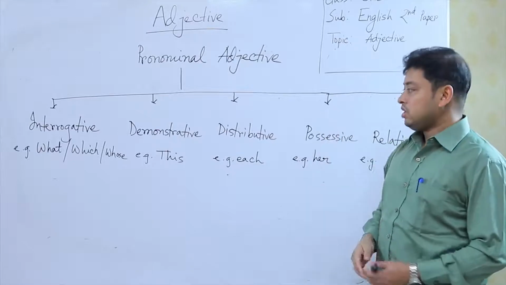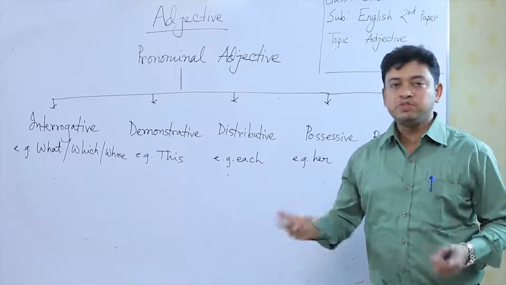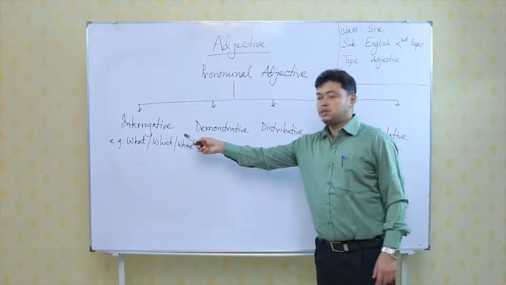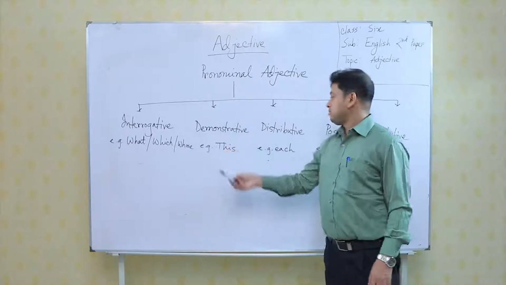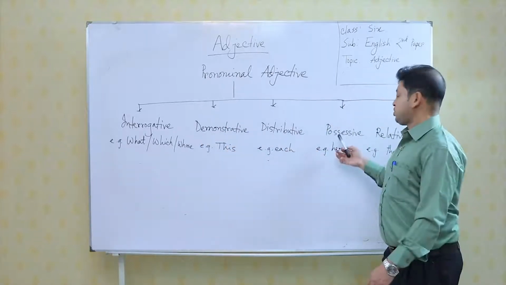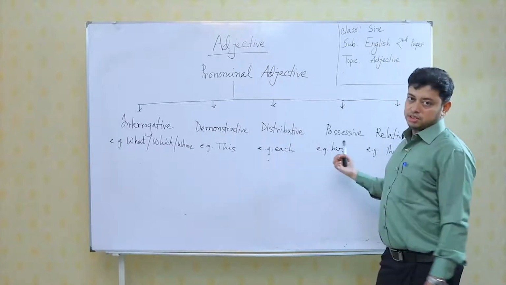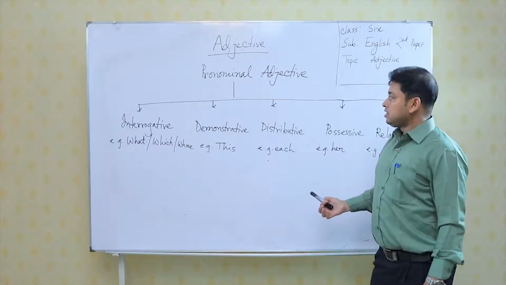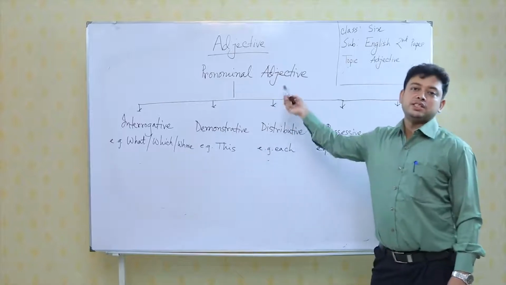But the problem is when it is qualifying a noun, the name changes. It becomes interrogative adjective, demonstrative adjective, distributive adjective, possessive adjective, relative adjective. Finally, these all are pronominal adjectives.